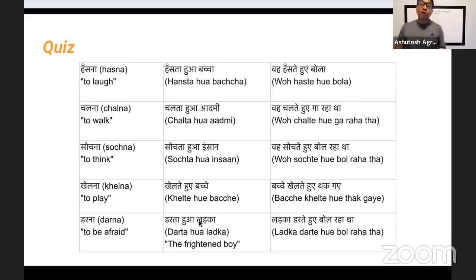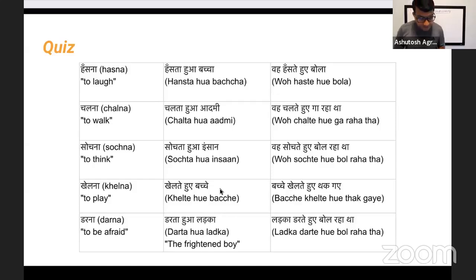Like a fallen tree, gira hua ped, versus a tree that is falling, girta hua ped. When you talk about gira hua ped, that means the tree has already fallen, the action is already completed, it has moved from one state to a different state altogether. When you say डरता हुआ लड़का, that means he's currently afraid. डरता हुआ लड़का versus डरा, that is already afraid, right? So hopefully it makes sense. We didn't spend too much time, at least on this.